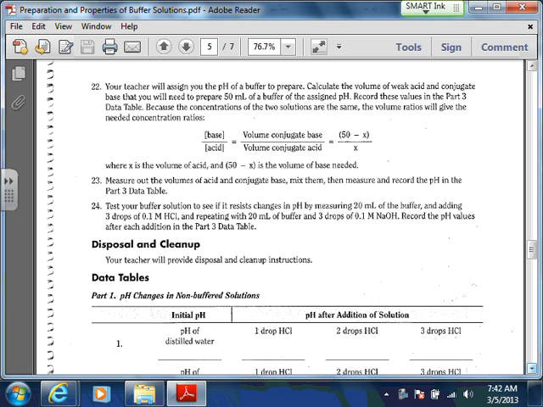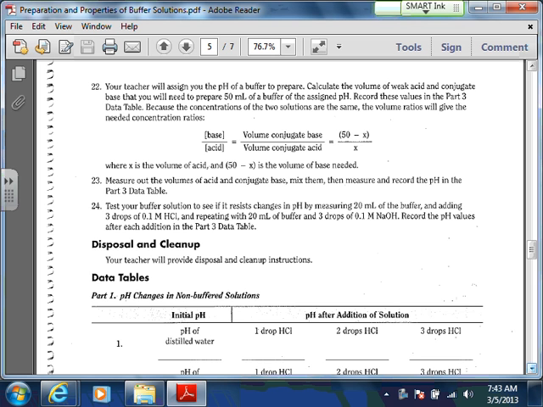then your pH is equal to your pKa, okay? And then I'm going to assign you a specific pH of buffer that you have to prepare, okay? And so then you have to figure out what volume of conjugate base and conjugate acid you need to add together in order to make that particular pH.